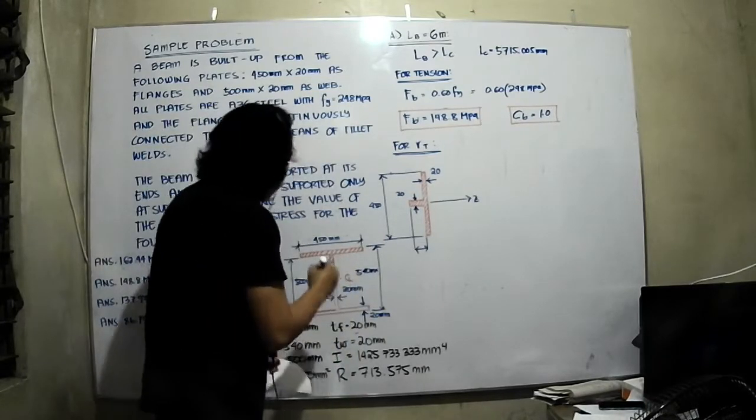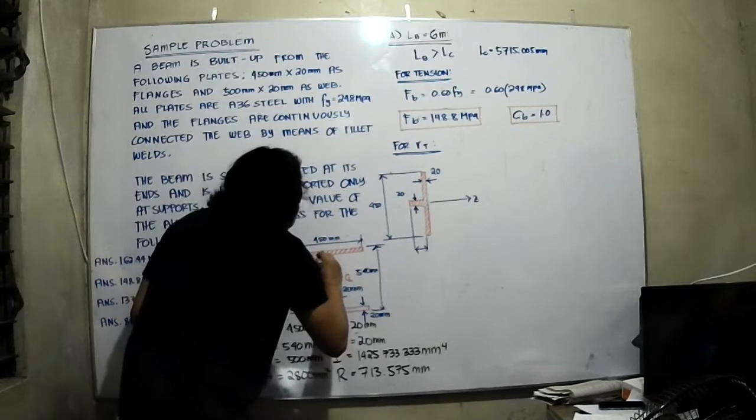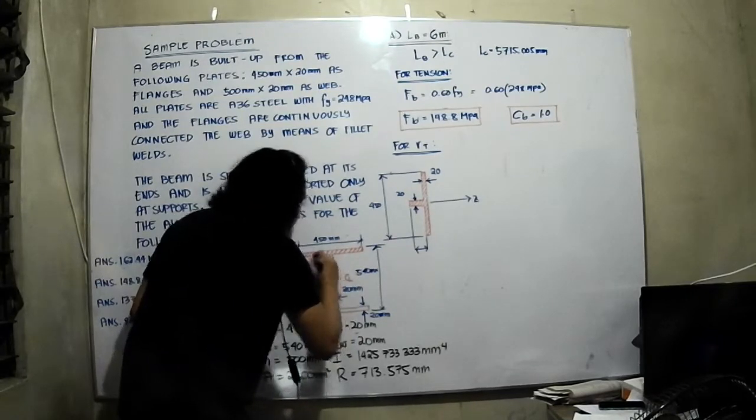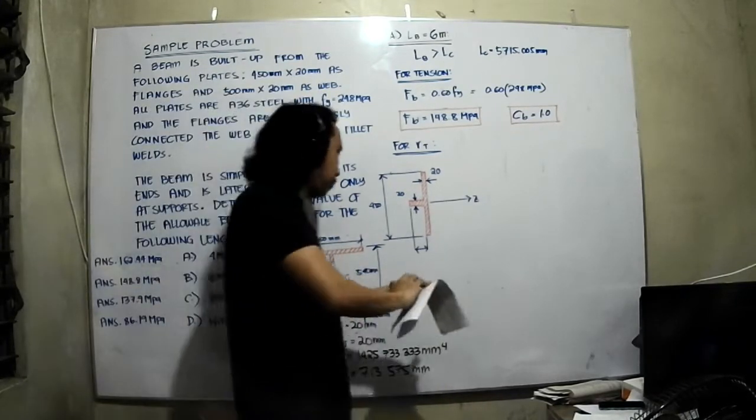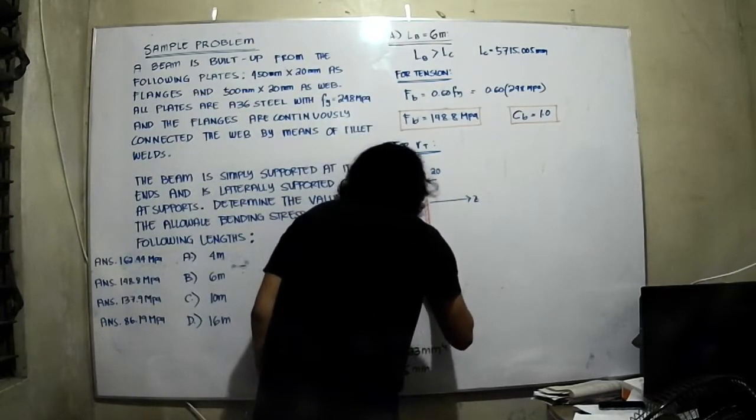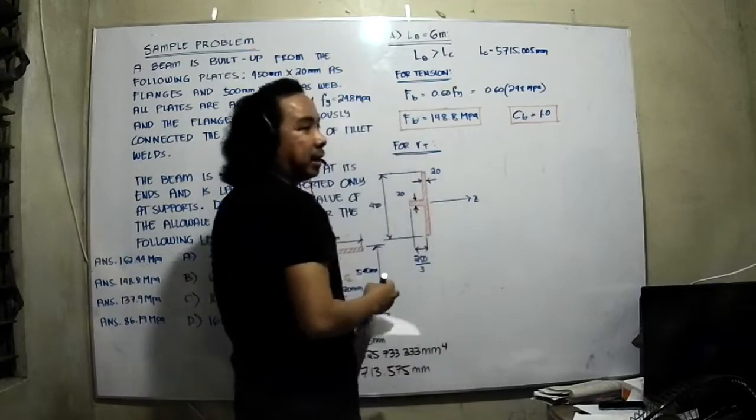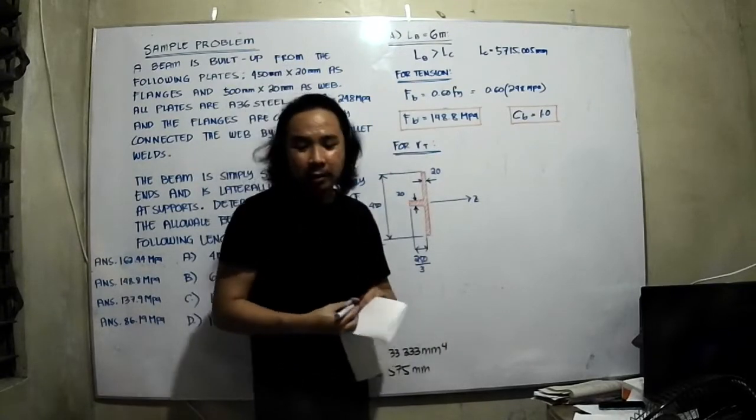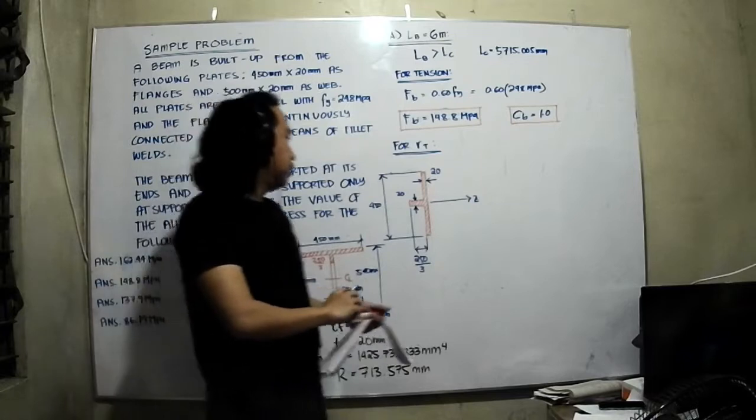So that is 250 over 3. I will put it here: 250 over 3. I think that is 83.333. You can compute that later on.